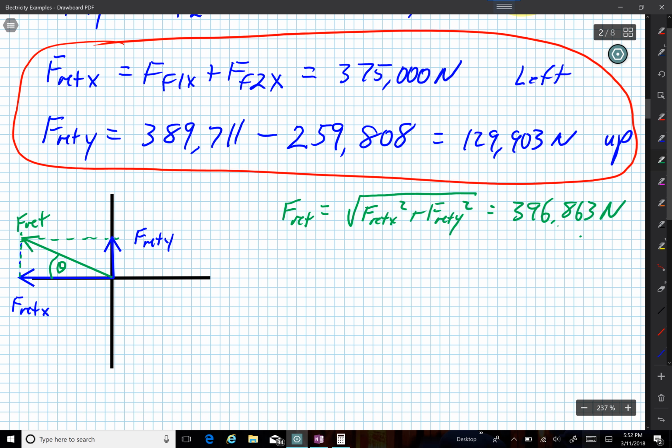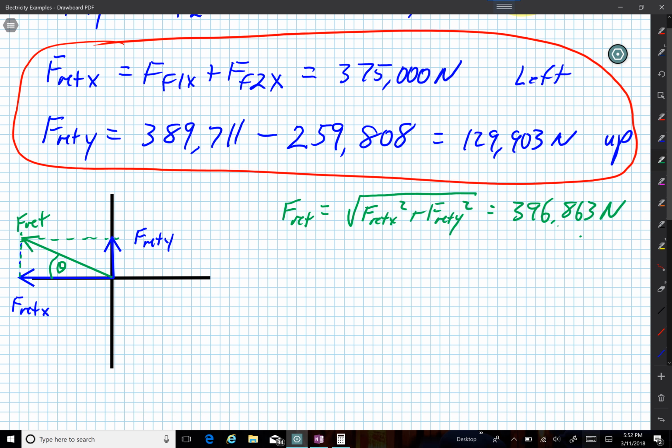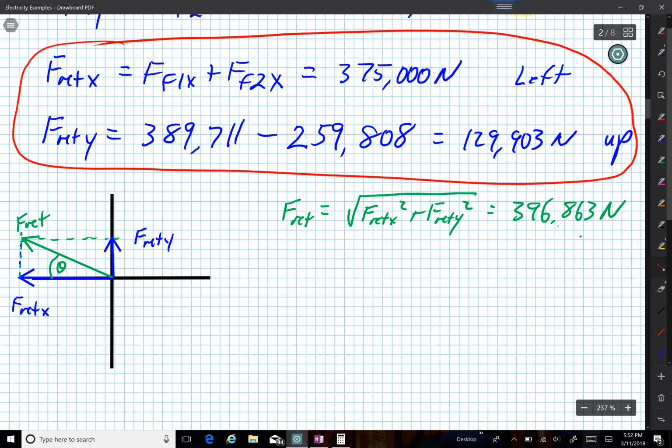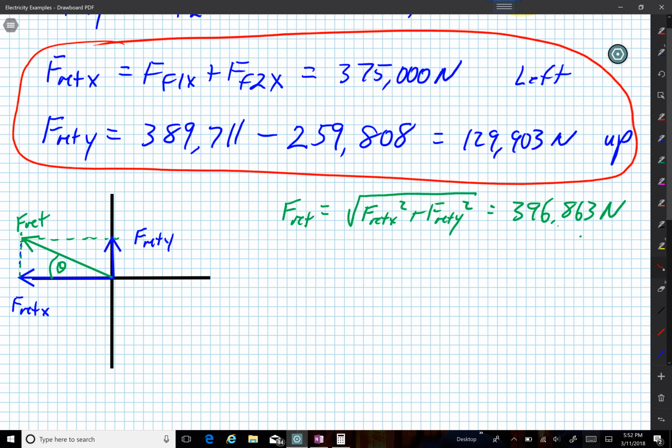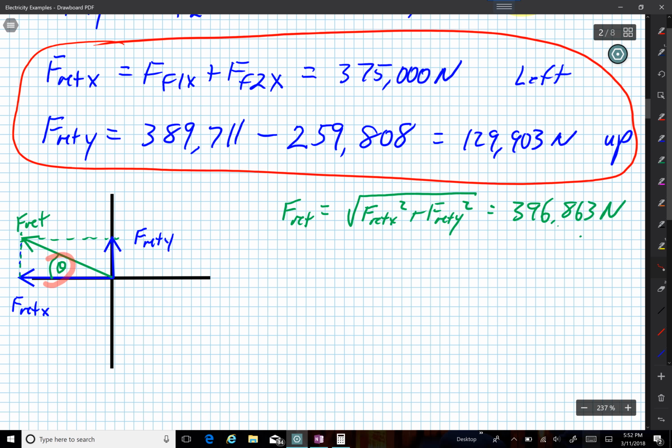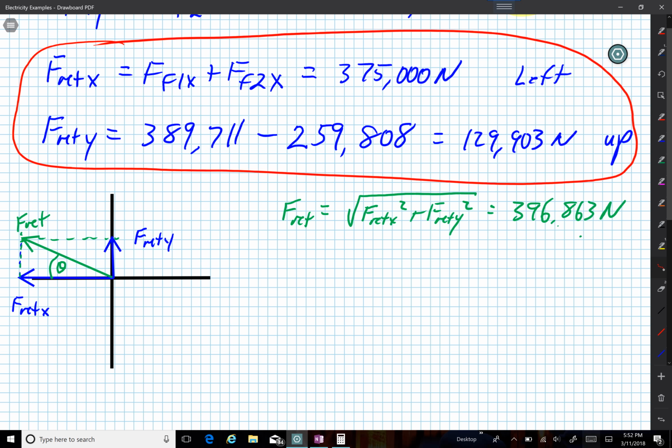Okay. That's the length of the vector, and now I have to figure out the angle of the vector. I've defined the angle to be in this direction here. Now usually in MathXL I'll tell you which angle I want from what line to what line, but here I've defined it as from the negative x-axis up to the vector, the net vector.